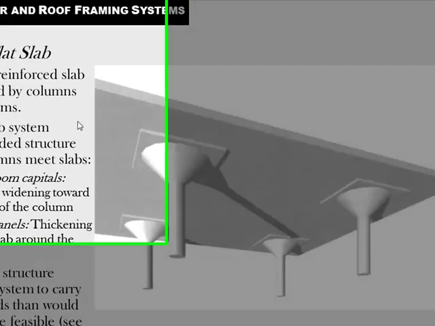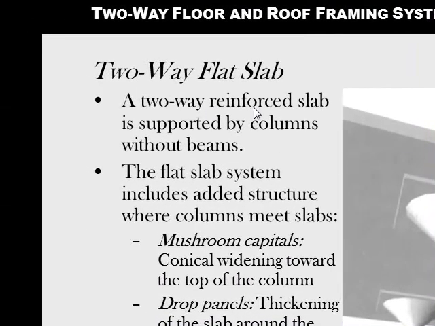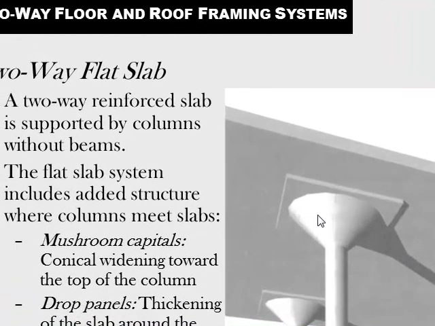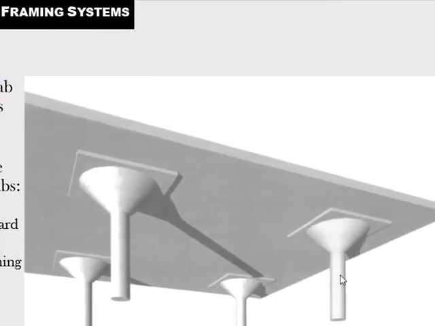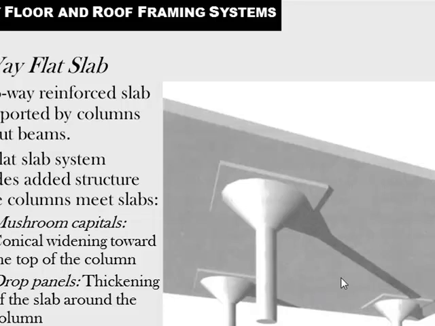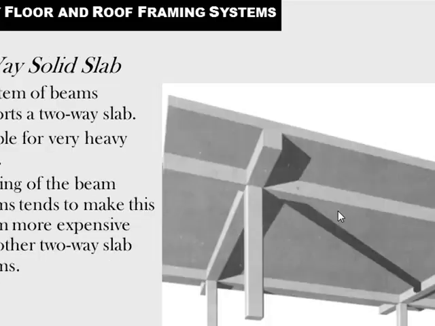Two-way flat slab is a two-way reinforcing slab supported only by the columns. There are no beams, as you can see here. Sometimes the columns do have mushroom capitals or conical capitals. And then there are little drop panels, a little thickening of the slab there, but still there is no beam. This would obviously carry a heavier load than that.